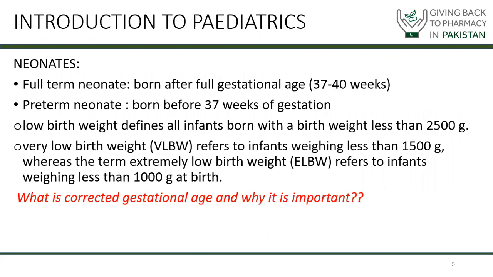Now, neonates are further divided into two categories, full-term neonates and preterm neonates. Full-term neonates are born after the full gestational age, that is after 37 weeks. And preterm neonates are the babies which are born before 37 weeks of gestation. They are also known as premature neonates. And those neonates born before 37 weeks of gestation usually have low body weight. A weight less than 2.5 kg is considered low body weight.